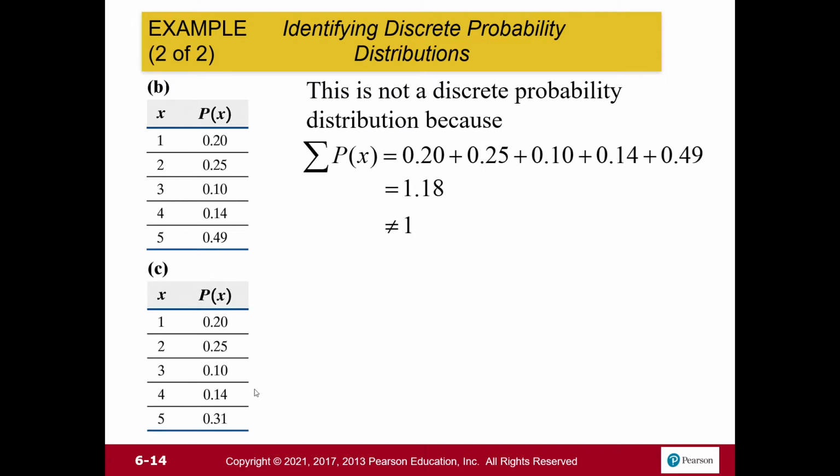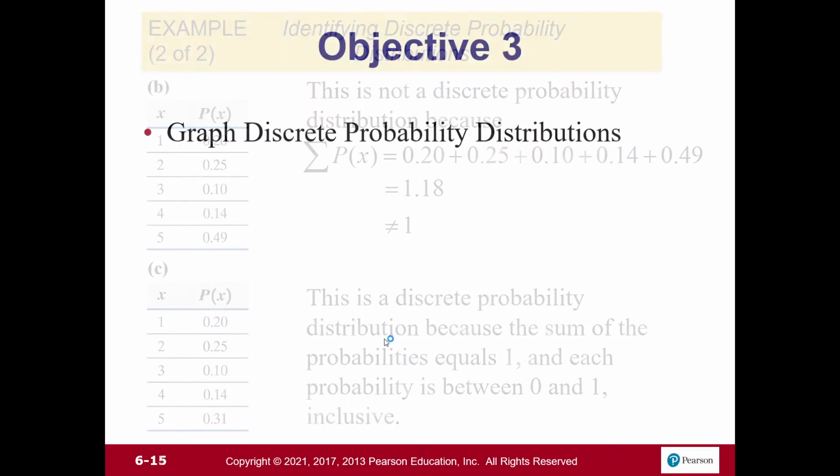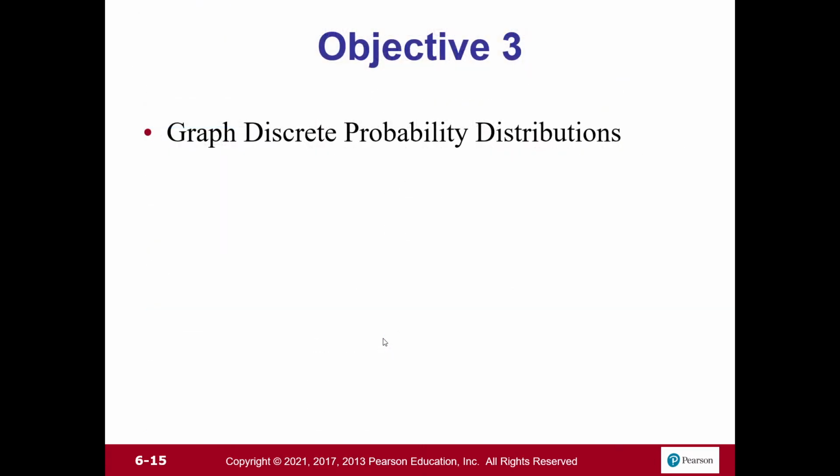All right, what about C? Well, this looks really good. We have 10, 50, 60. Yep, that's good. So C does equal a discrete probability distribution. All right. What about the graphs of discrete probability distributions? Let's take a look at some graphs.